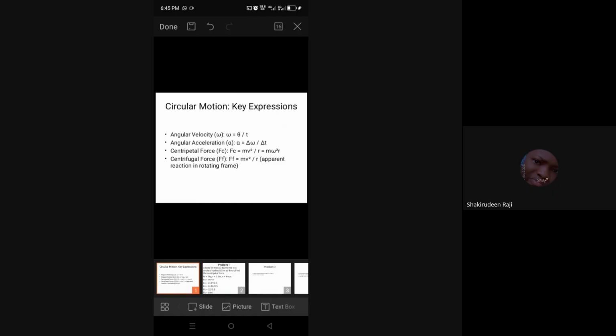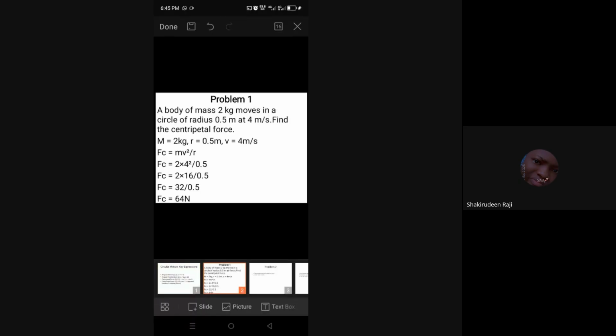Once you are dealing with circular motion, just know somewhere you will have your angular acceleration or angular velocity, centripetal force, and centrifugal force. I have explained what all these things mean, the difference between centripetal force and centrifugal force. Now, how do we apply those formulas in solving problems?